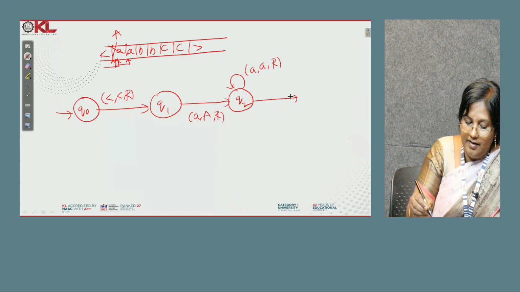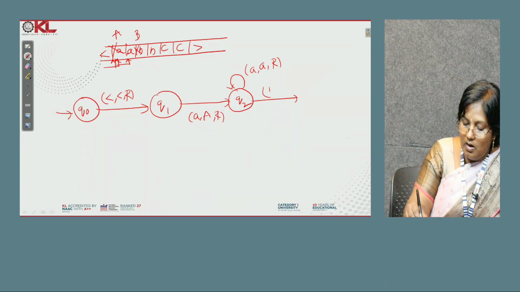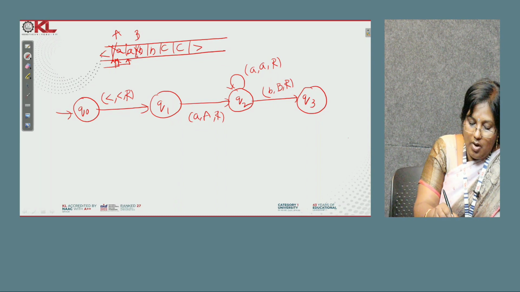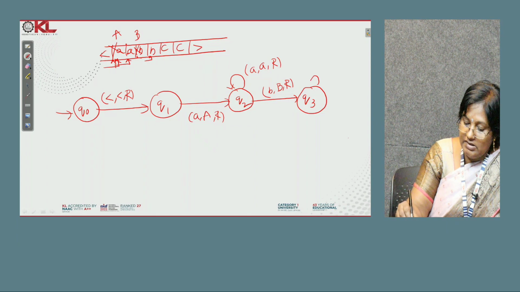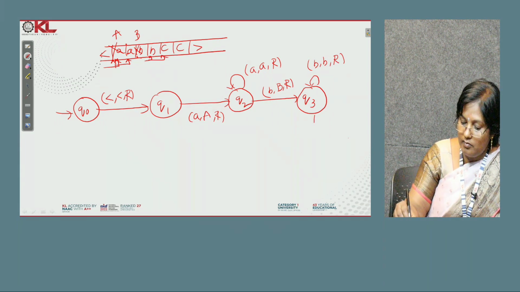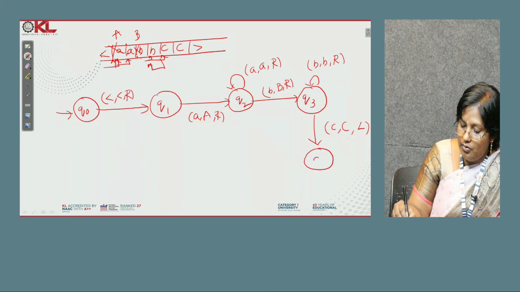Now after that I found b. Whenever you find b, it is converted into capital B and then move right. And now you are in Q3. Right, now my finite control is moving to the next b. There is no change in the next b, so keep b as it is and move right. Now I found c. Whenever you find c, you need to convert it into capital C and move left. So my tape marker has to move left now. And here you are now in Q4.